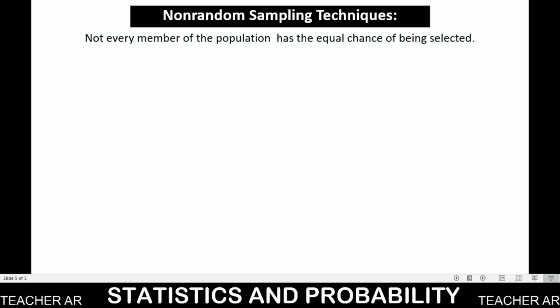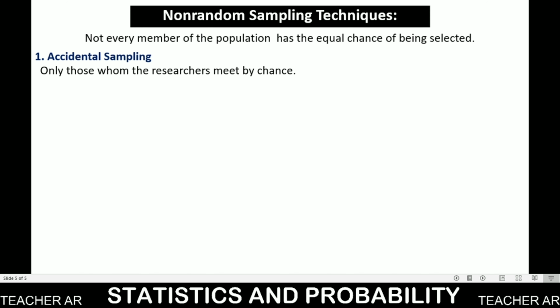This time, let us discuss the different non-random sampling techniques. First, we have accidental sampling. In accidental sampling, we are selecting a sample only those whom the researchers meet by chance. Ibig sabihin, kung nagkataon na nandun sa lugar at sa oras na ginagawa yung research, then mapipili ka as part of the sample. Accidental sampling is also known as opportunity or grab sampling.